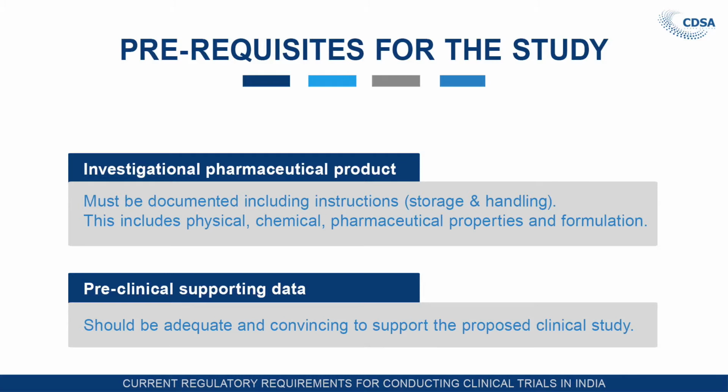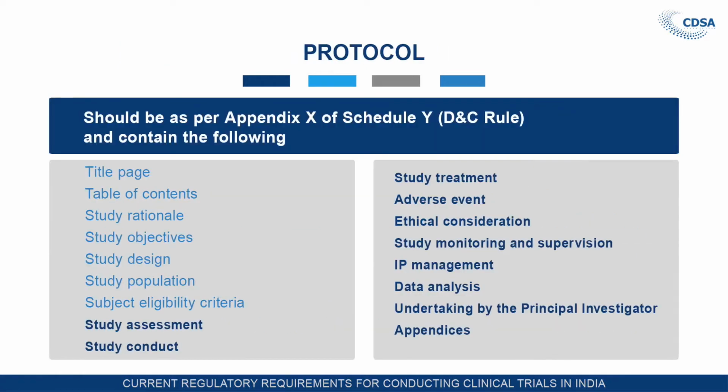Preclinical data. Preclinical data can be many types. It can be pharmacology, it can be toxicology, it can be regulatory toxicology, it can be animal pharmacology. So these 2 areas cover the preclinical, and there are wide ranges of preclinical studies, and they are all well defined in Schedule Y. All the preclinical data should be adequate, and they should convince to support that the proposed clinical study is correct.